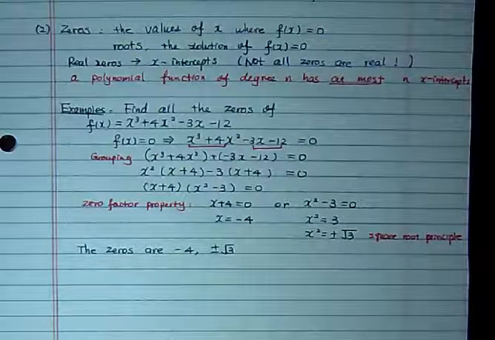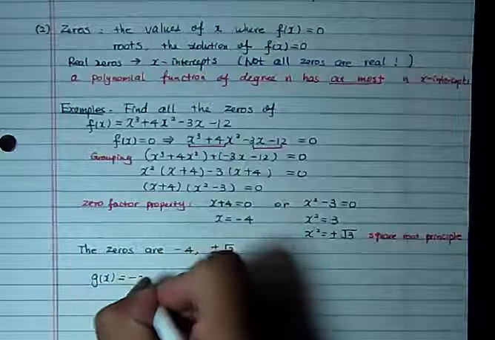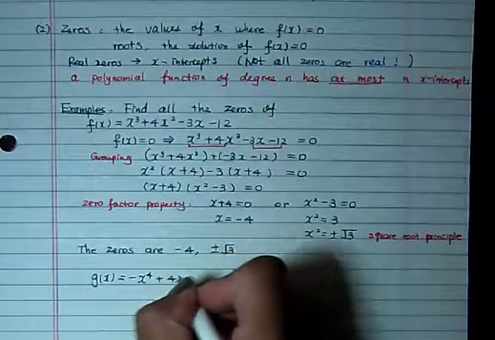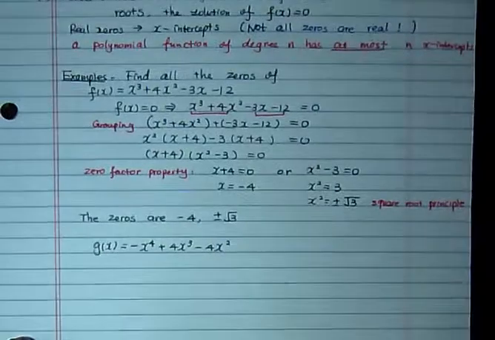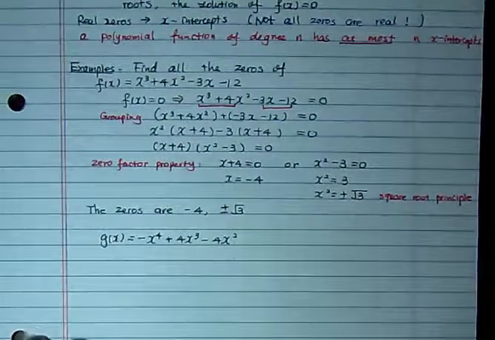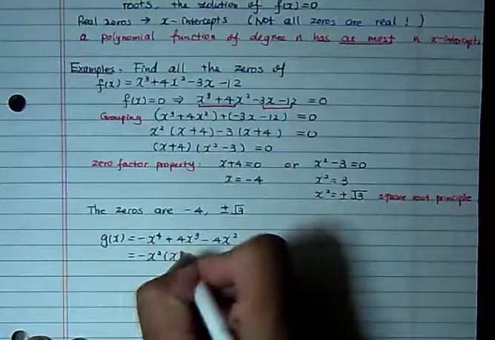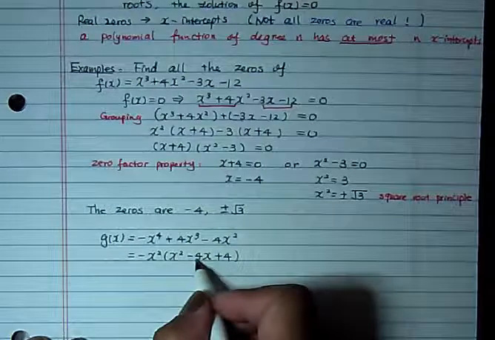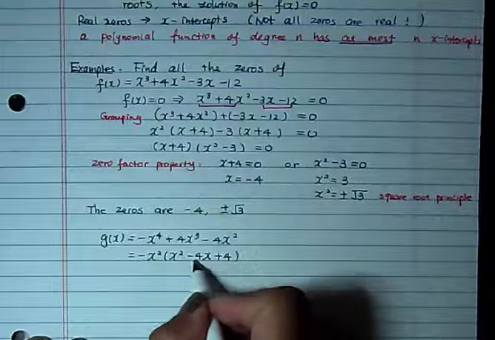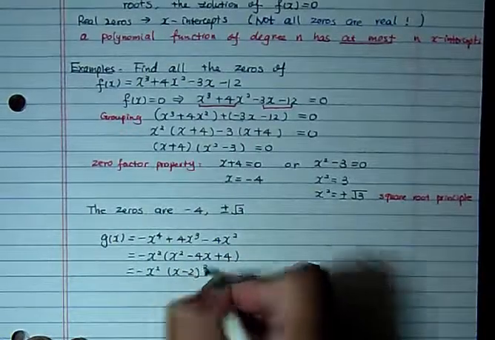Right, let's take a look at another example, which is the one we saw the end behavior from in the last example. Okay, g of x is equal to negative x to the fourth plus 4x cubed minus 4x squared. Similar idea. First thing, we are going to factor out the GCF. In this case, the GCF is negative x squared. So negative x squared times x squared minus 4x plus 4. Continue factoring. This is a perfect square, right? Because 2 squared is 4, and twice 2 is 4. So that will be negative x squared times x minus 2 squared.